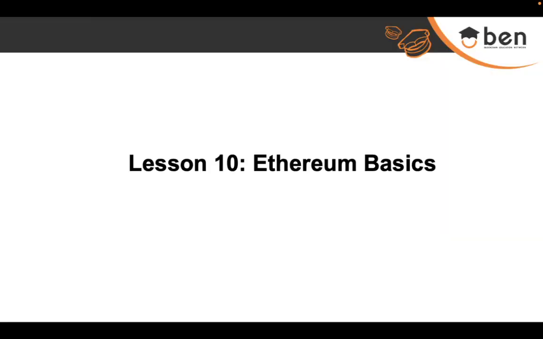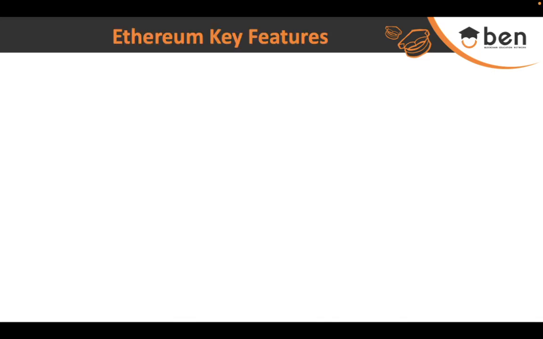In today's lesson, we are going to discuss the basics of the Ethereum blockchain. So let's have a look at the key features of Ethereum blockchain. We know that Ethereum supports cryptocurrency, that is a digital form of payment, just like Bitcoin that we discussed in our previous lesson. So the cryptocurrency supported by Ethereum blockchain is called Ether.